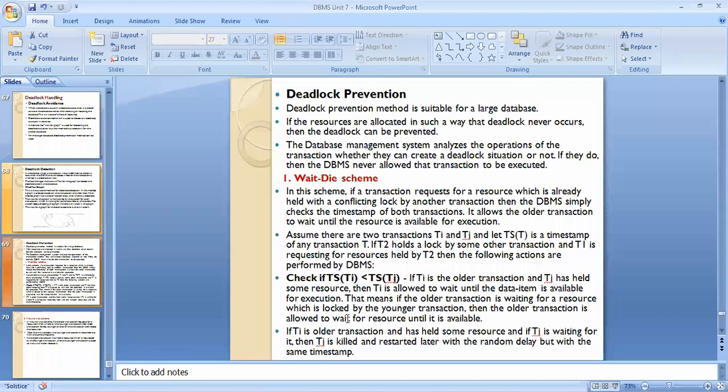So in this way we can prevent deadlock by applying the wait-die scheme.